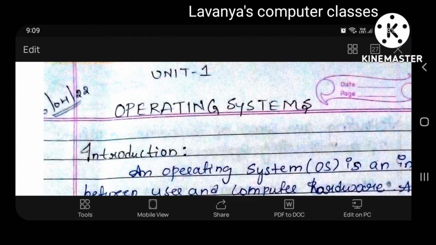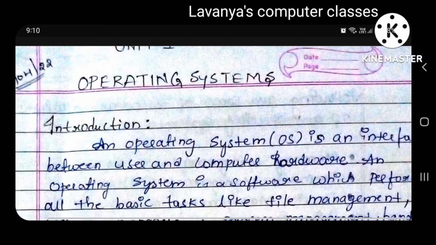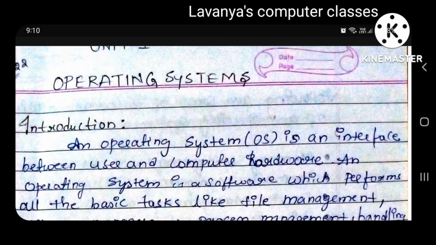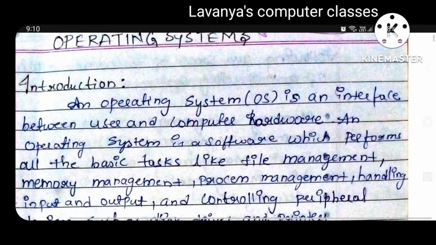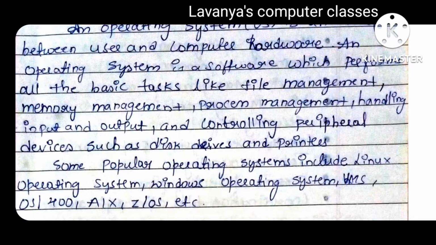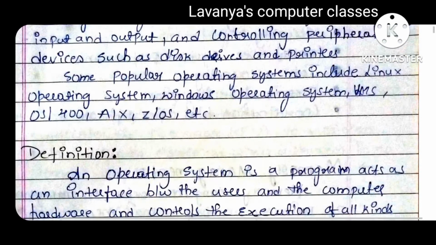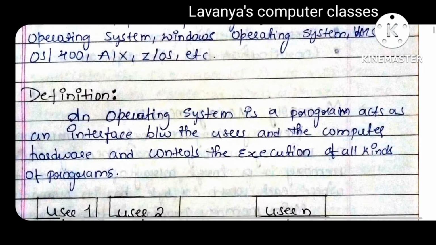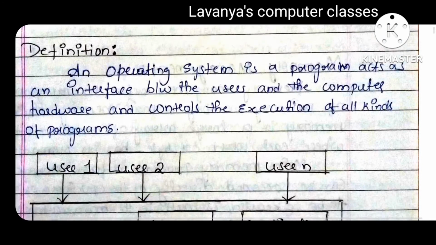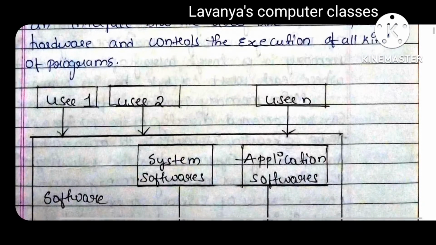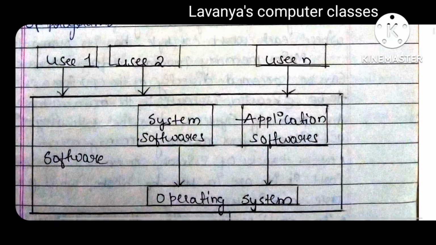In this video, I will give the notes for operating systems unit 1 and unit 2. Check it once. This is just the introduction. Introduction about operating systems, definition. Definition of an operating system. This is the operating system diagram.